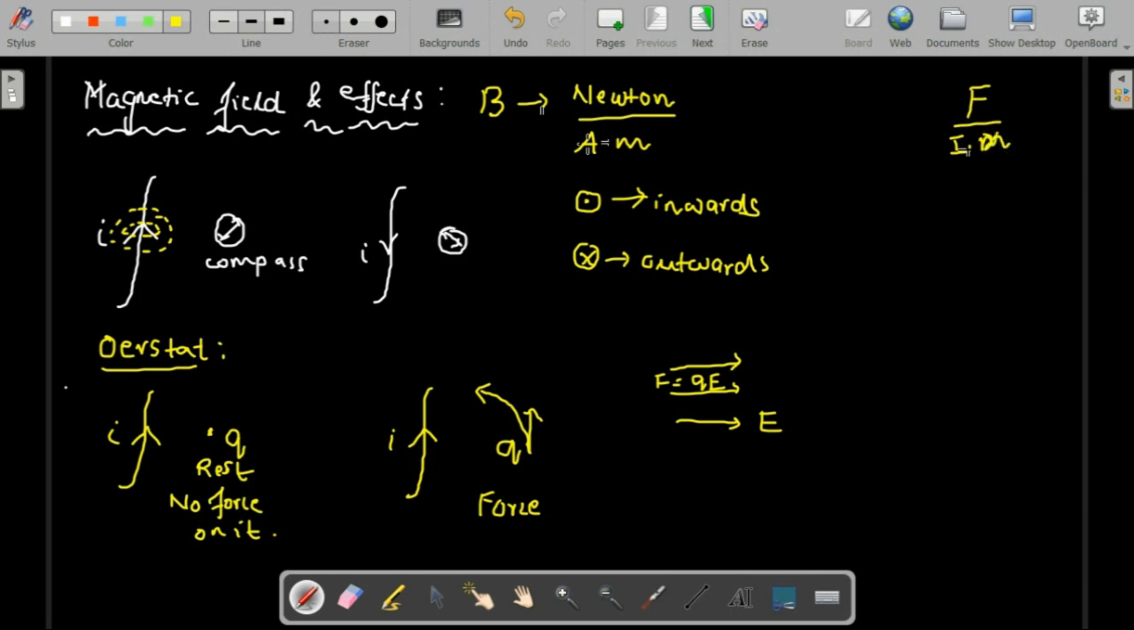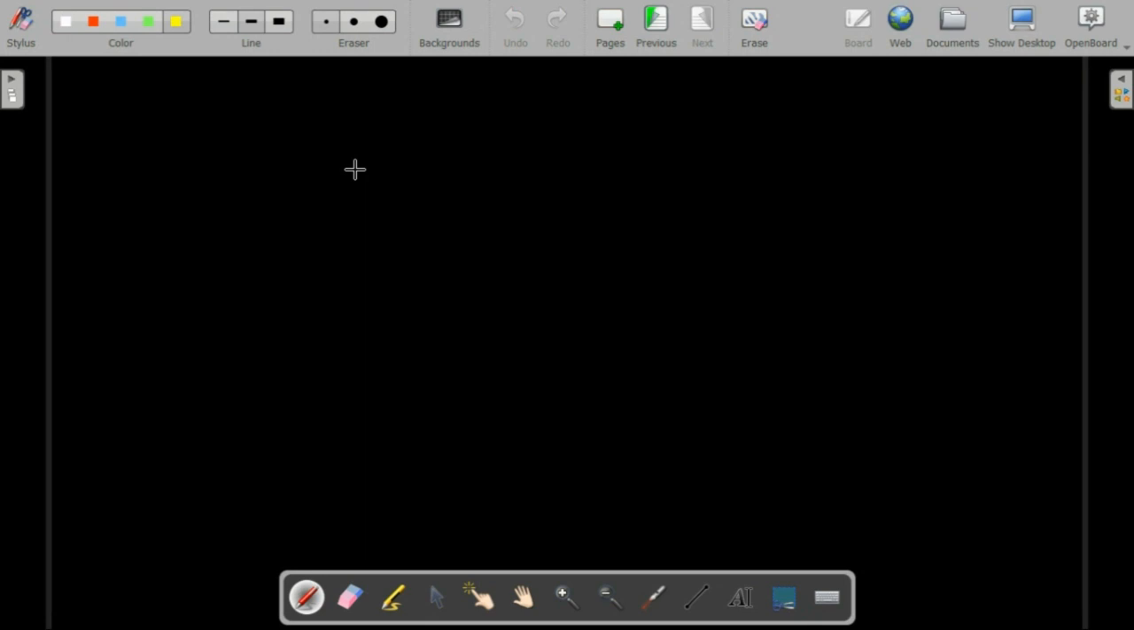So Newton per ampere meter, that is actually the idea behind the unit, or we also write it as Tesla. You can also write it in terms of Weber. Weber is also a unit of magnetic field, Weber per meter square. So whenever you are getting values, you'll see most of the time these units are being used.